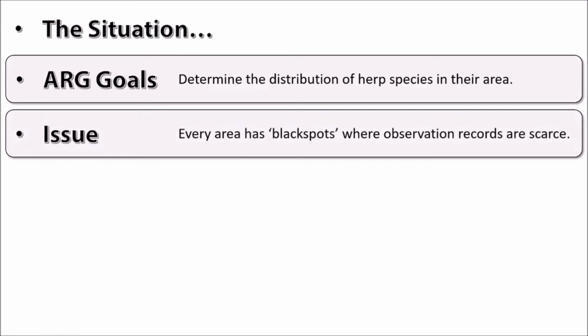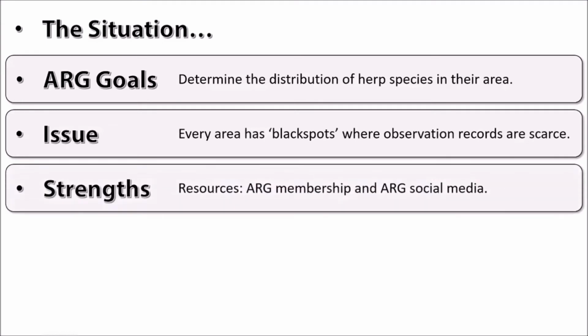So the issue is that no matter how well you survey, you're going to have black spots across your area. And what you might want to do is focus and get a better density of sightings and observations in those black spots. This is really useful if you're doing data searches, supporting planning applications, or defending against planning applications. So a real strength of the ARG are its resources.